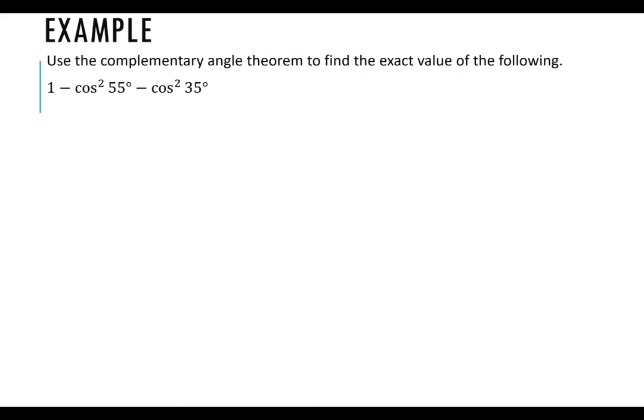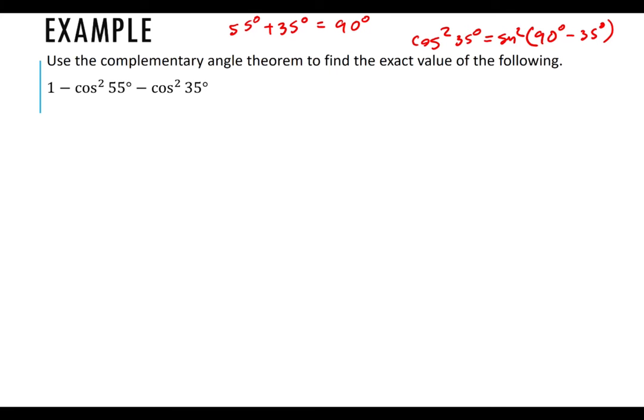Let's try another. Here we have 1 minus cosine squared of 55 degrees minus cosine squared of 35 degrees. Well, let's play another trick. Recognize that 55 degrees plus 35 degrees, that's 90 degrees again. So that means 35 and 55 are complementary. Well, if that's the case, then if you just square our cofunction identities or our complementary angle theorems, whichever you want to call them, that's going to give me that cosine squared of 35 degrees is the exact same thing as sine squared of 90 degrees minus 35 degrees.